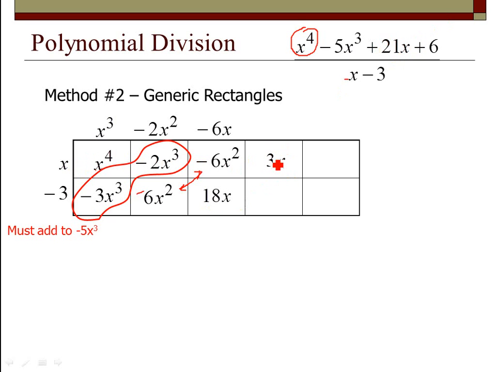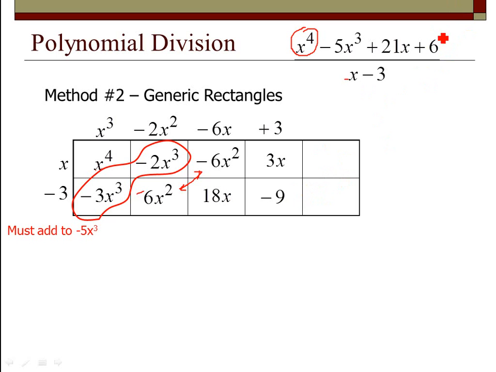Then x times 3 will give me 3x. 3 times negative 3 is negative 9. Then for this last one right here, it has to add up to my constants, and this is where we're going to get a remainder. So negative 9 plus something is equal to 6. Now watch your signs a little bit because you have to be careful.